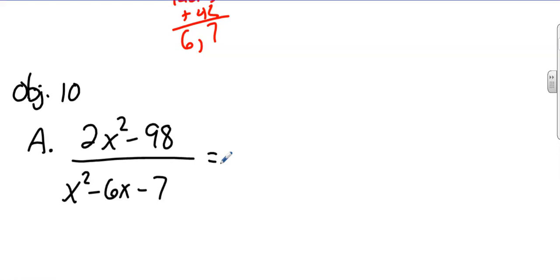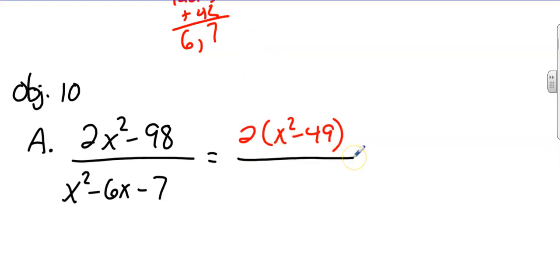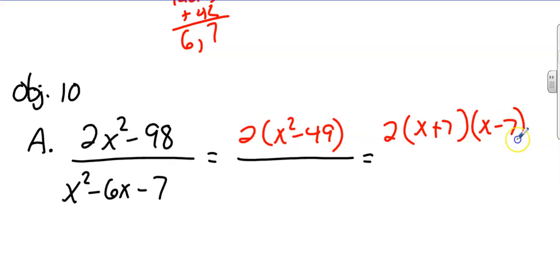Okay, in the numerator, you've got 2x squared minus 98. There's two terms. So the first thing you're always looking for is the greatest common factor. 2 and 98, you can divide them both by 2. So that'll leave you with 2, and then x squared minus 49. Once you do that, what's left over in the parentheses is 2 perfect squares. So you can take the x squared minus 49 and make it x plus 7 and x minus 7.